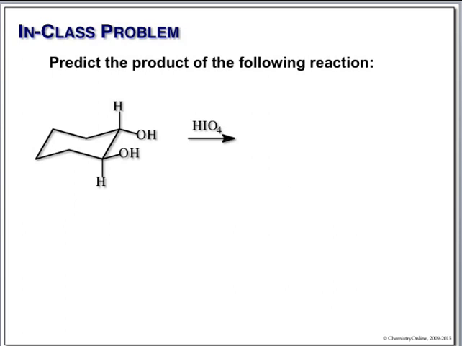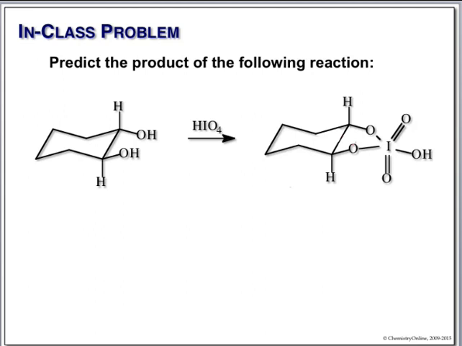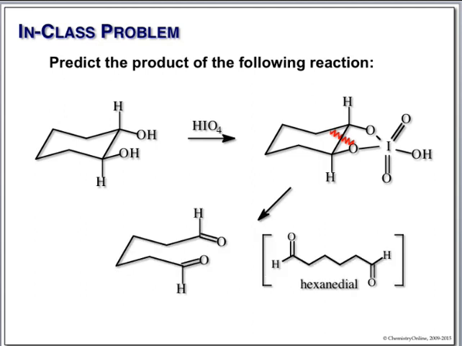This is a trans 1,2-diol. We know we can make that by converting an alkene into an epoxide and then doing a ring opening. So that's a per-acid reaction. If we react this with HIO4, we will simply split in between our two groups. Here's our intermediate ester that we form. Split between our two groups, and we form our dialdehyde, hexanedial.